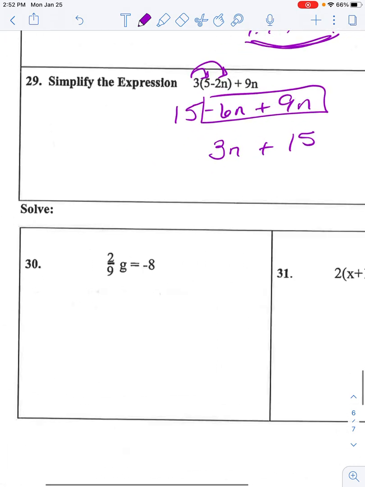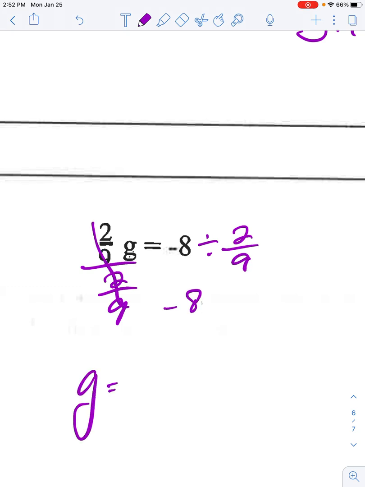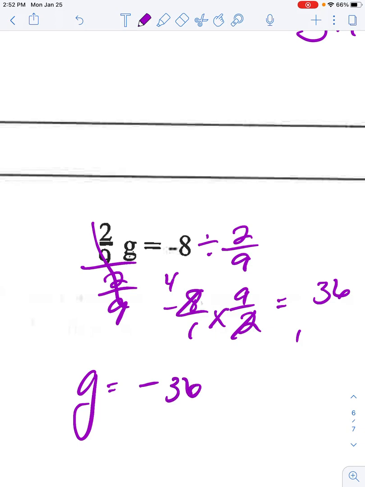Last two. This says multiply by 2/9, so I'm going to divide by 2/9. We don't divide fractions, we keep it, switch it, flip it. Positive and a negative is a negative answer. So we have a negative 36.